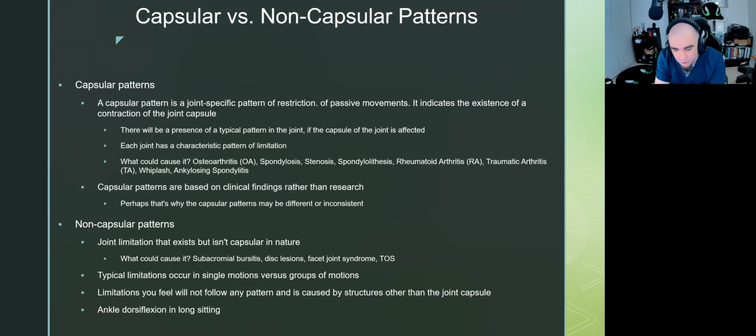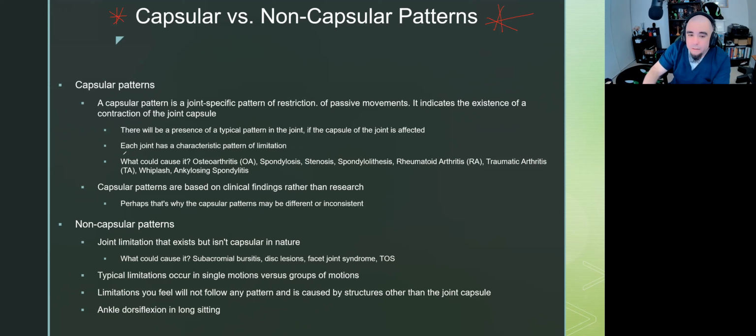All right, so out of all the hardest topics in this class, this is probably the hardest topic to grasp. So we're going to spend a little bit of time here, because we're going to talk about capsular versus non-capsular patterns. A capsular pattern is a joint-specific pattern of restriction of passive movements. It indicates the existence of a contracture of the joint capsule itself. There will be a presence of a very typical pattern if the capsule of the joint is affected.